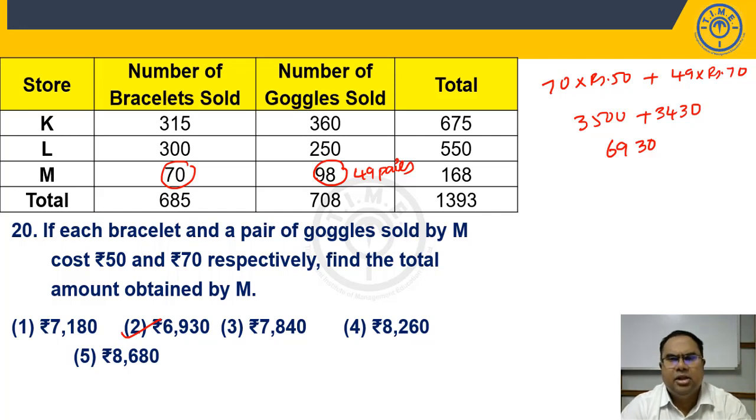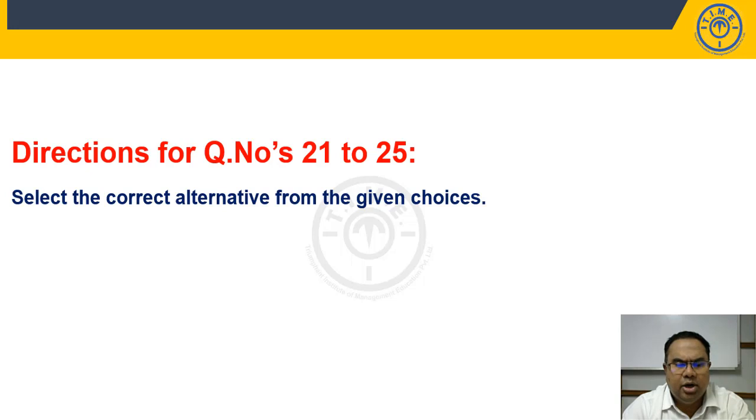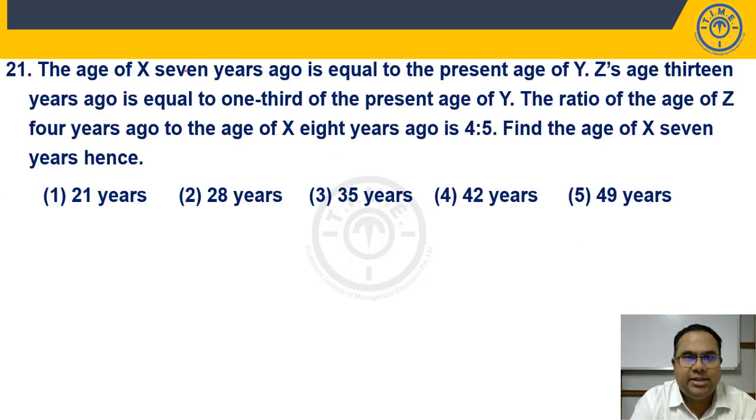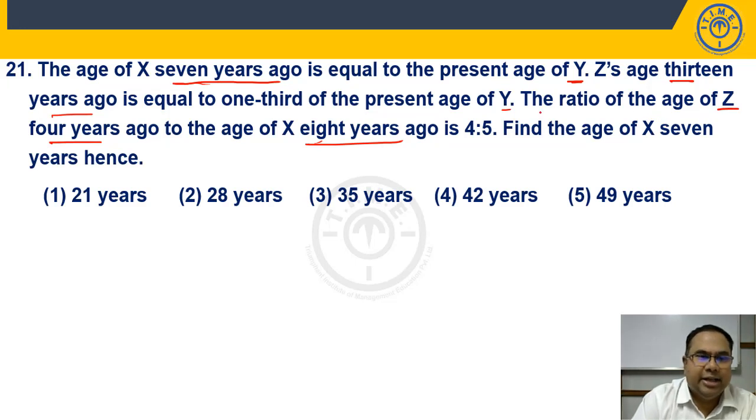Right? So directions for question number 21 to 25. Select the correct alternative from the given choices. Right. Question number 21. The age of X 7 years ago is equal to present age of Y. Z's age 13 years ago is equal to 1/3 of the present age of Y. Ratio of age of Z 4 years ago to the age of X 8 years ago is 4:5. Find the age of X 7 years hence.